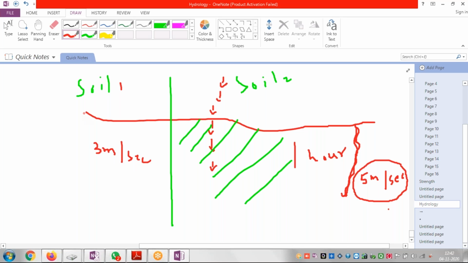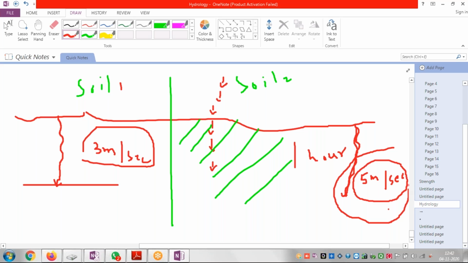Water is coming right here, and here it came up to here. So in this soil, water is coming at the rate of 3 meter per second, and in soil 2, water is coming at 5 meter per second. Means the infiltration capacity of soil 2 is more than soil 1. Is it okay?